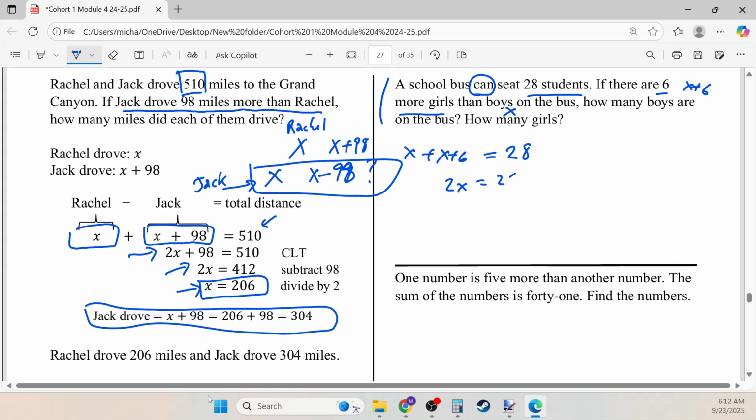2x equals 22. X equals 11. That means that there are 11 boys and there are 17 girls.